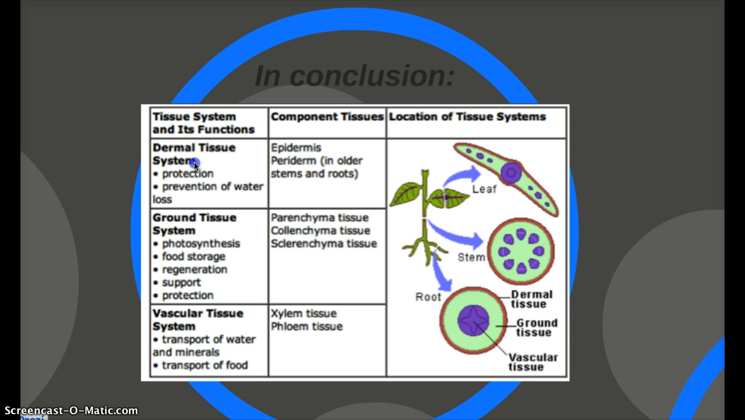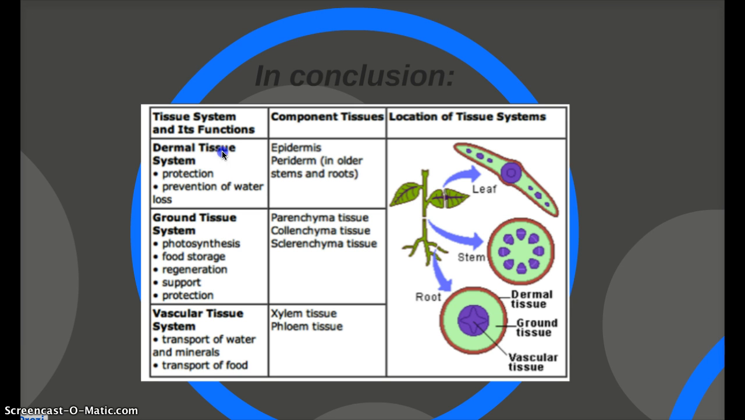Going back and recapping, the dermal tissue was a system of protection for the plant. And it also prevented water loss. So we discussed the stomata, the trichomes, and the root hairs, and also the cuticle. So everything outside that protects the plant is due to the dermal tissue.